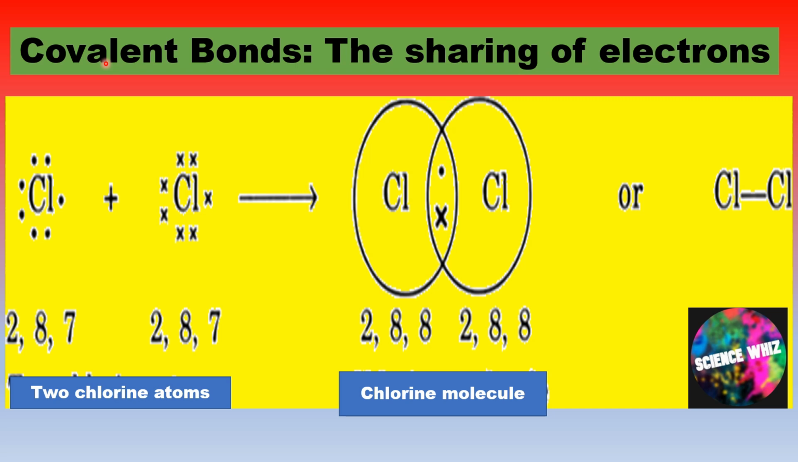Covalent bonds, the sharing of electrons. To explain this type of bonding, let us consider a simple molecule, that of chlorine gas. Each atom of chlorine has 7 electrons in its outermost shell. Hence, its electronic configuration is 2, 8, 7, which means it is 1 electron short of the stable octet in the third shell. It achieves stability by sharing 1 electron with another chlorine atom, which in turn shares one of its electrons. This shared pair of electrons forms a single covalent bond.